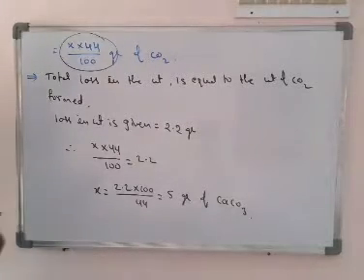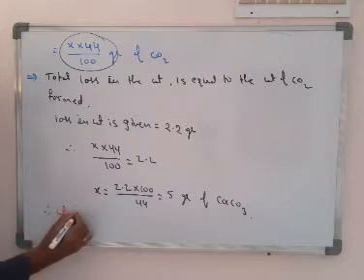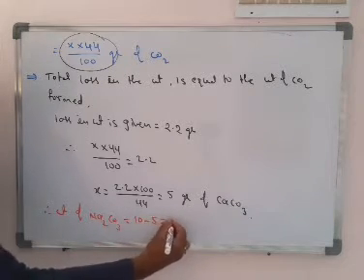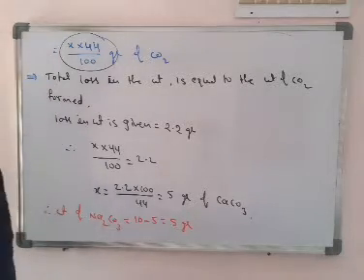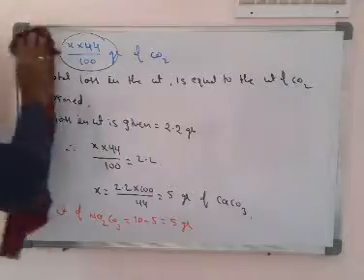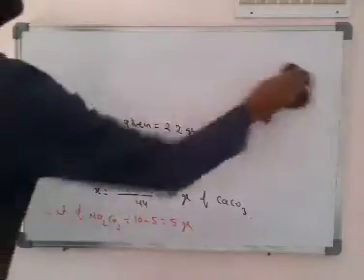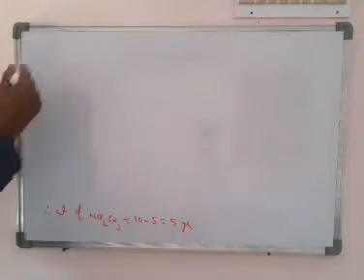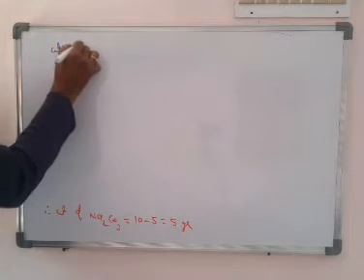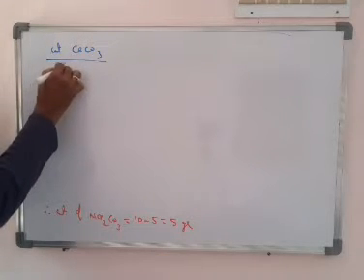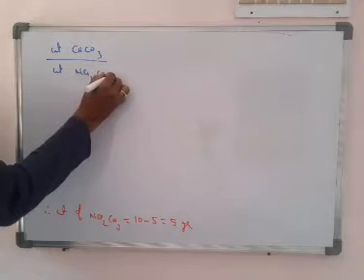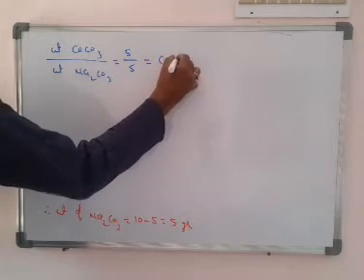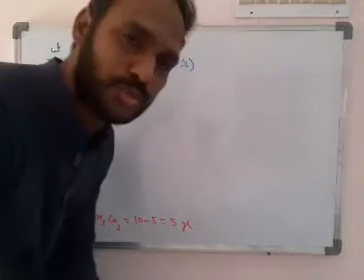Then the weight of sodium carbonate, 10 minus x, is also 5 grams. What we have to find out is the ratio of weights: weight of calcium carbonate by weight of sodium carbonate, 5 grams to 5 grams. They are in a 1:1 ratio by weight.